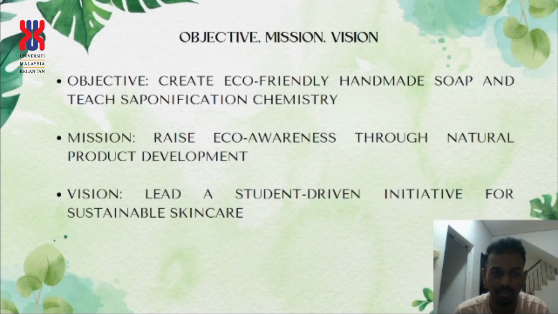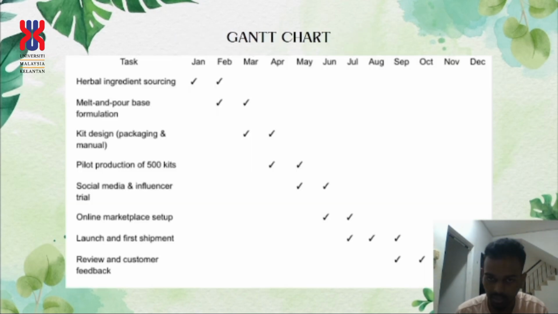Then our objective, mission and vision for our company. Our objective is to create eco-friendly handmade soap and teach saponification chemistry. Our mission is to raise awareness through natural product development. Our vision is to lead a student-driven initiative for sustainable skincare. This is the Gantt chart.